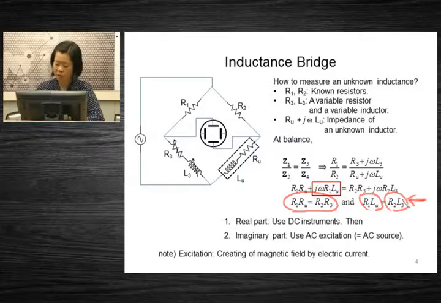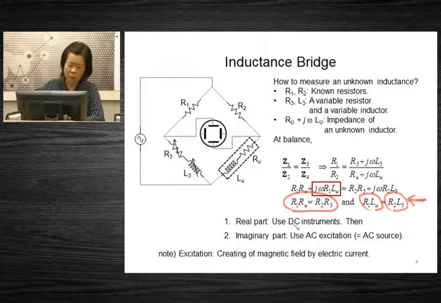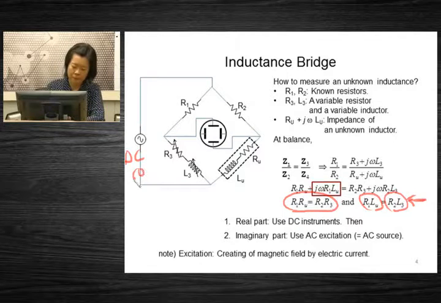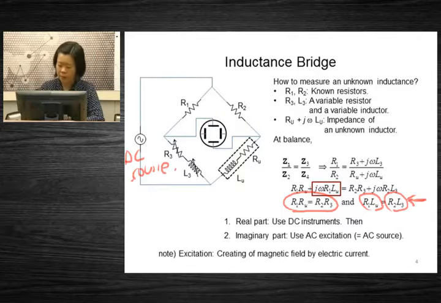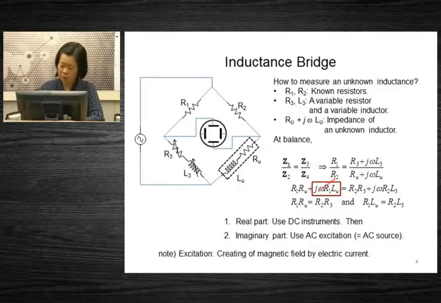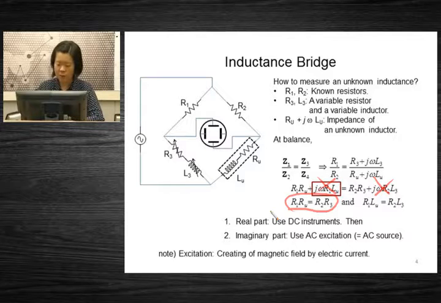Then how do we measure or find it in experiments? Now, the real part is easy. We use a DC source. Then we can ignore the imaginary part and only consider the real part of the equations. So from here we find R unknown. Then once R unknown is found, we can find L, the unknown inductance.